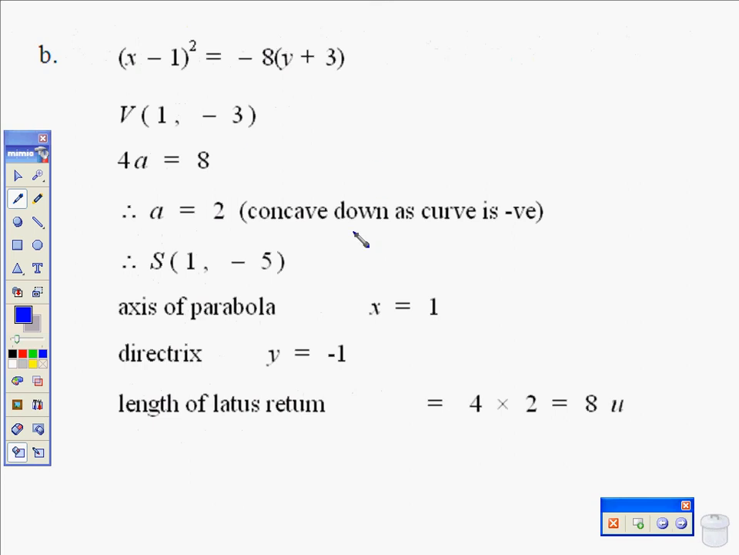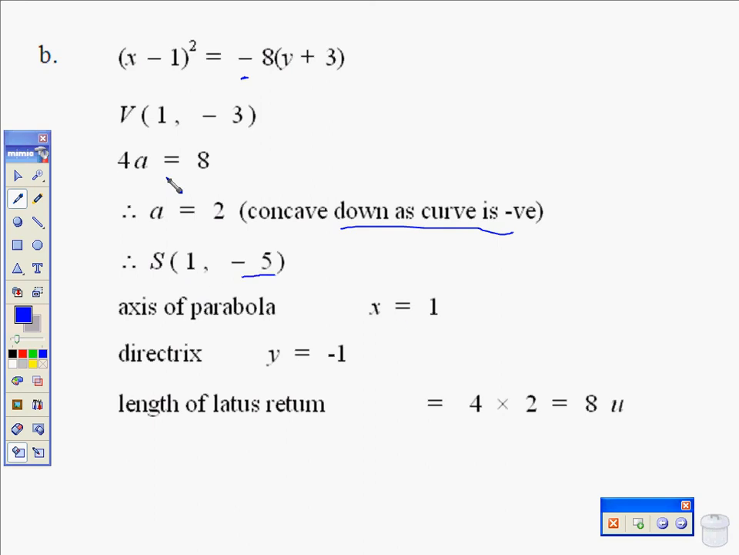In this one, again, we see our vertex is 1, minus 3, just reading it off there. We know the curve's concave down because it's negative. So the negative there tells us it's concave down. Our focal length is going to be 2 because 4a is equal to 8, the number out the front. So this time the focus is actually going to go down. So it goes down 2 units from minus 3. That's why that one is equal to minus 5.